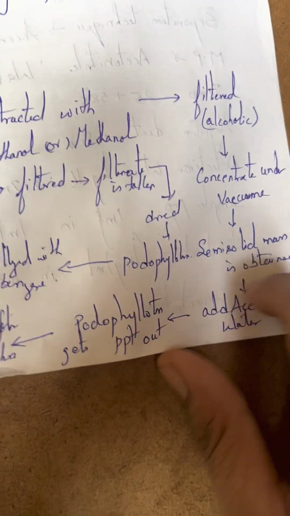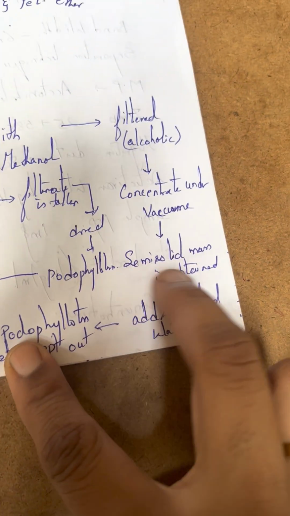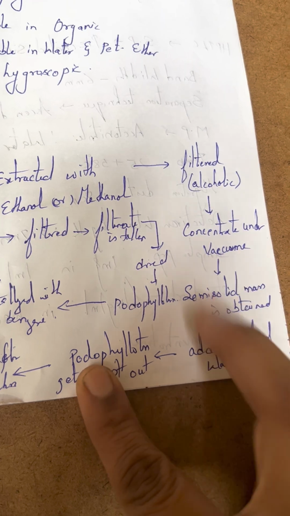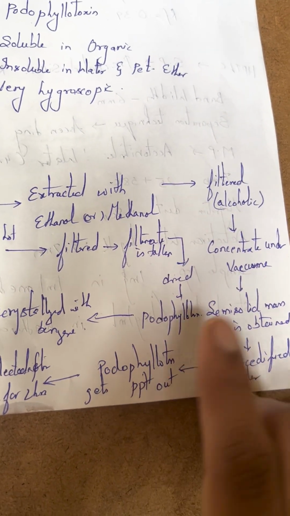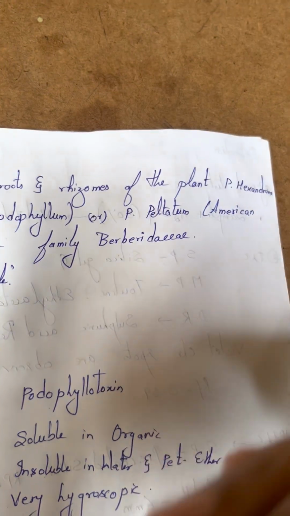Okay, so how you will acidify: you have to add acidified water to the semi solid mass. When you add the acidified water to the semi solid mass, the podophyllotoxin which is present in the solid mass gets precipitated out. It completely settles at the bottom.